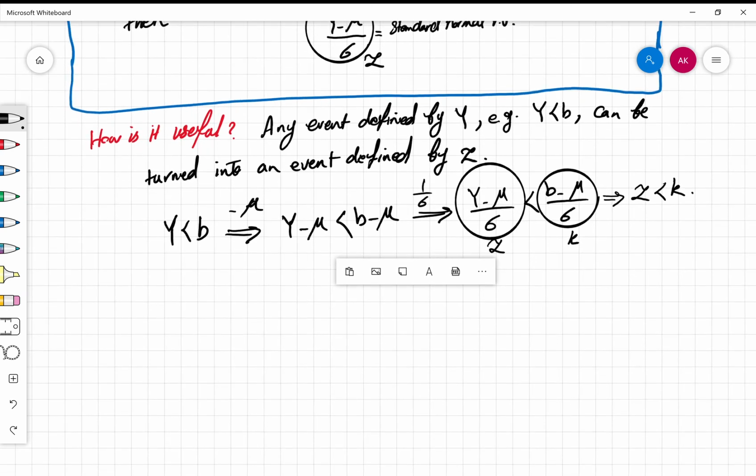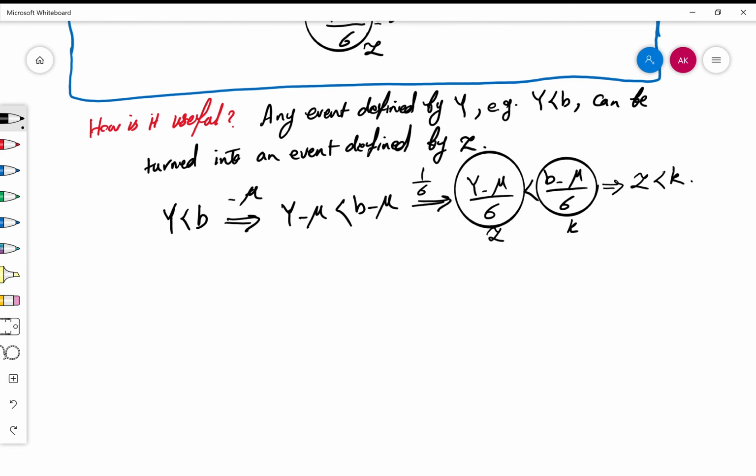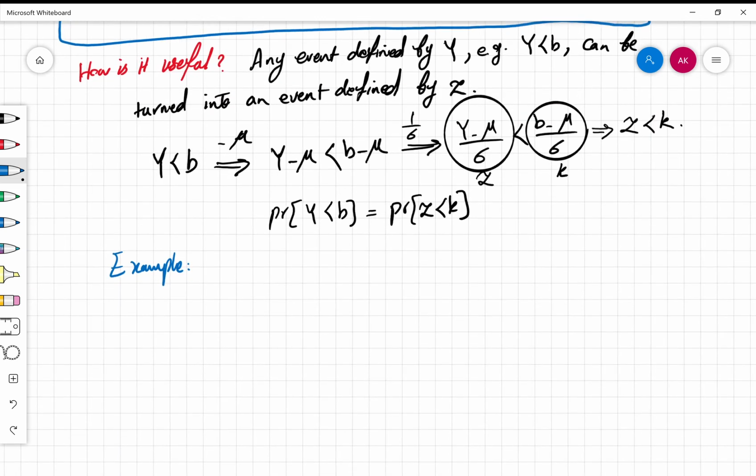If you have that, then the probability of Y less than b is equal to the probability of Z less than k. And right away you see why that fact is important. When someone asks you to find the probability of a normal random variable less than something, you do those operations, turn it into the probability of Z less than something, and then use the table to find the value. Let's just do a very quick example.